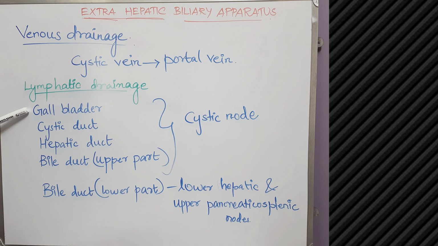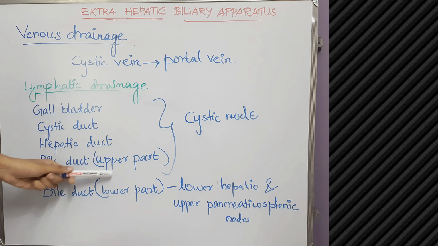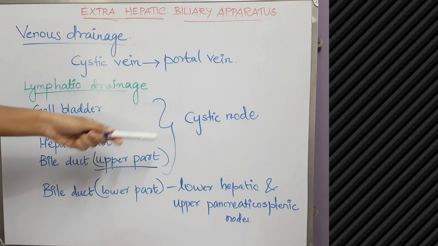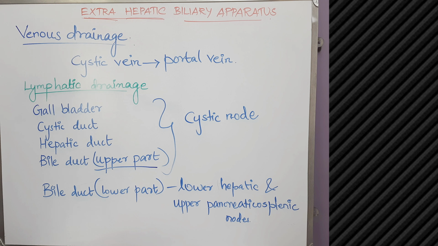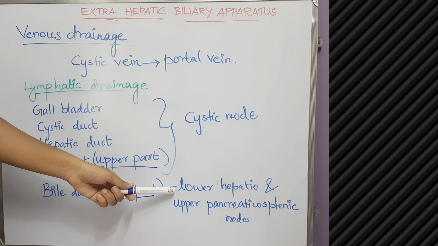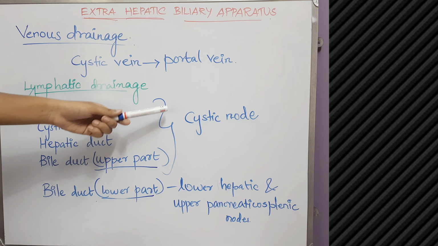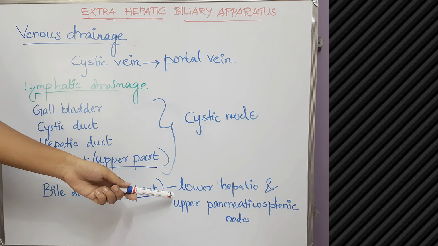Now let's see about the lymphatic drainage. Gallbladder, cystic duct, hepatic duct and upper part of the bile duct drain into the cystic node. But the lower part of the bile duct drains into the lower hepatic and upper pancreaticosplenic nodes. This is the upper part and this is the lower part.